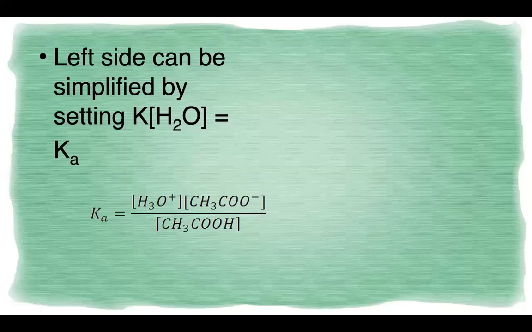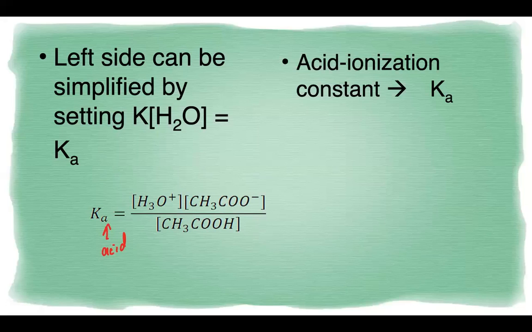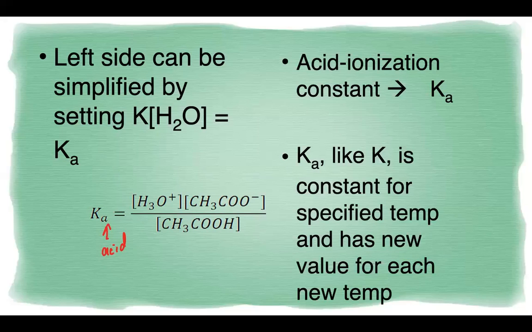So it's just basically the equilibrium constant of the acid. So the A represents acid. This is called the acid ionization constant. Ka, like K, is constant for a specific temperature. And if temperature changes, then the value of K will change.